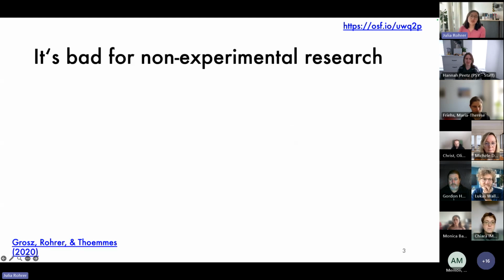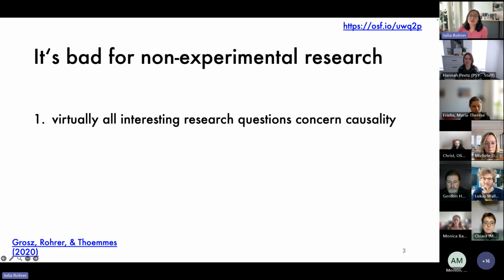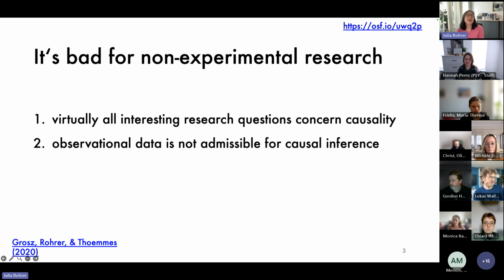I believe this way of teaching causal inference is, first of all, bad for non-experimental research, because we all know that virtually all interesting research questions concern causality, because we usually understand the world in causal terms. We don't think in terms of correlations, but we think in terms of when I do this, then that will happen because of what I did. At the same time, we teach a norm that observational data are simply not admissible for causal inference. And if you combine these two, if you're in a non-experimental field, where does that leave you? Either your research has to be boring, or somehow you need to deal with observational data, which is not technically allowed for drawing causal inferences.